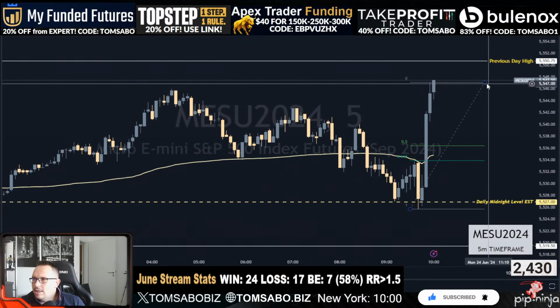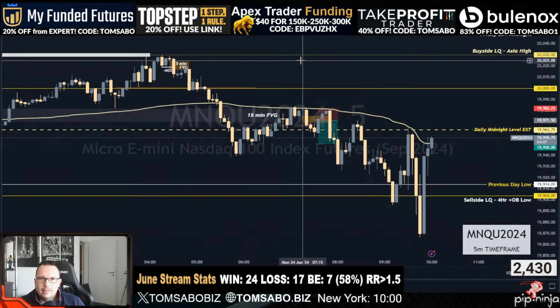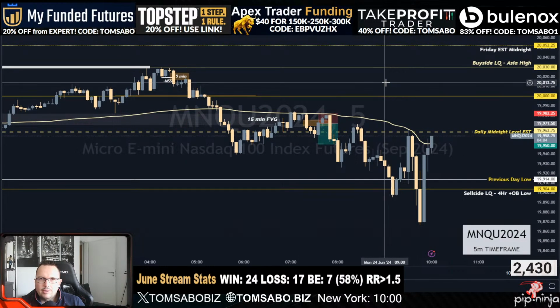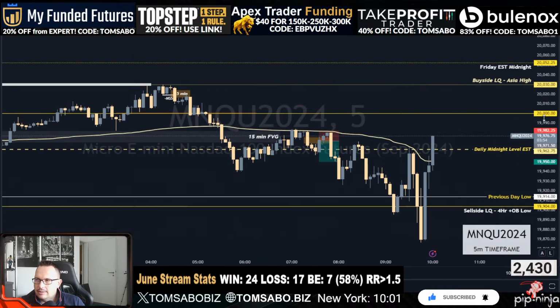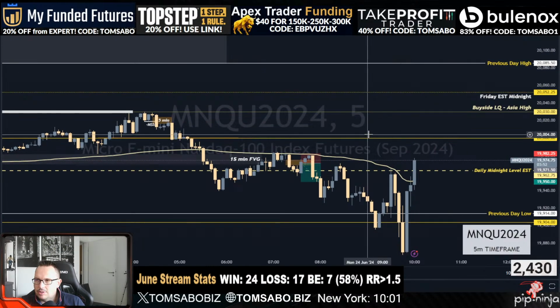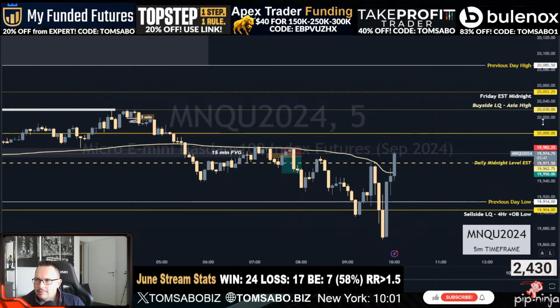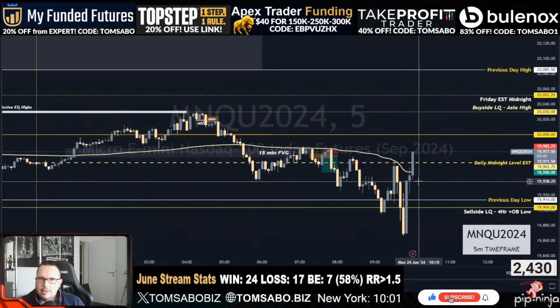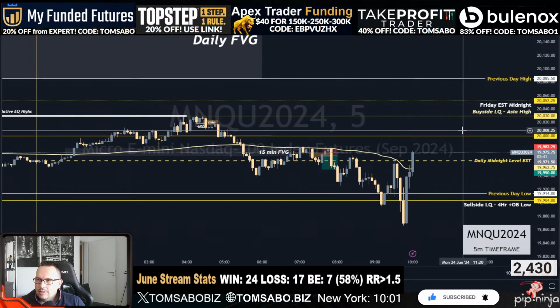Yes, breaking new highs. Look at this. That's crazy. And gold is going down. Almost out from my trade. But look at Nasdaq. Market structure shift. It's technically a bullish breaker on the 5-minute right now. It can be good.